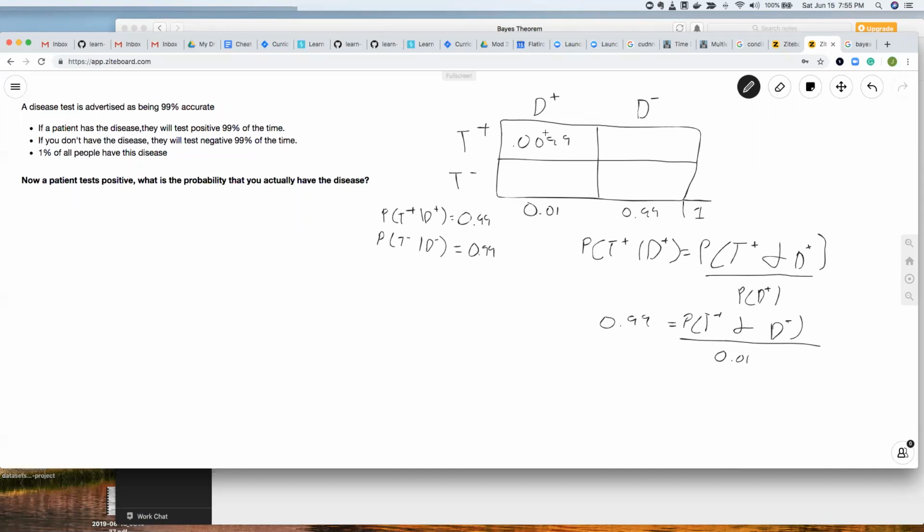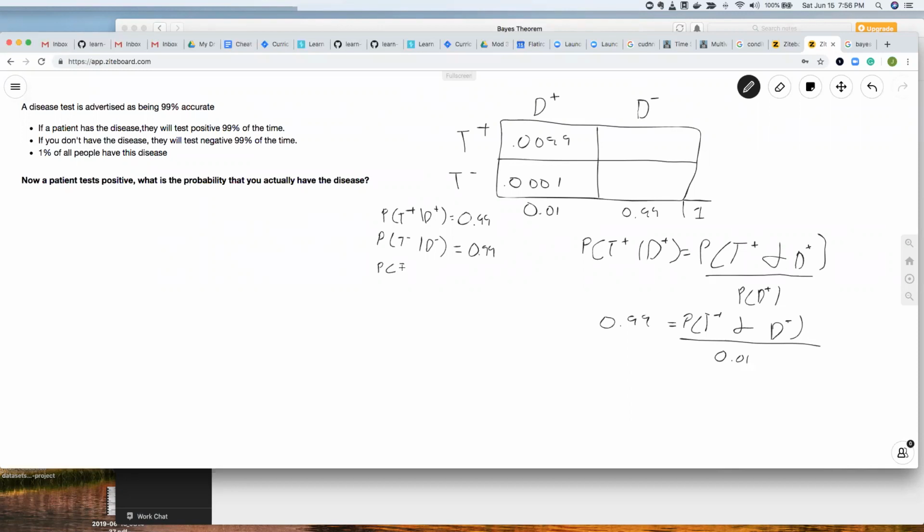And this column right here needs to add up to be 0.01. So if I do 0.01 minus what I just did, I will get this box right here, which is 0.0001. And let's do the same thing for this equation right here.